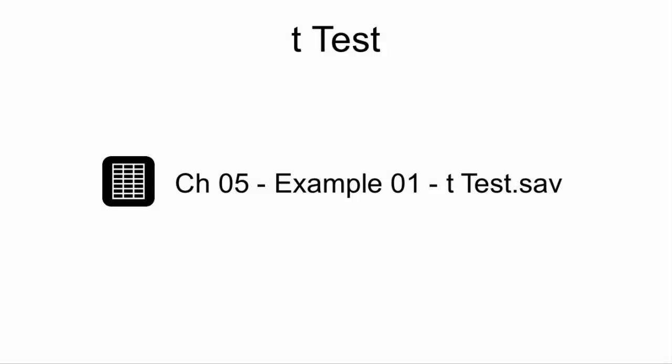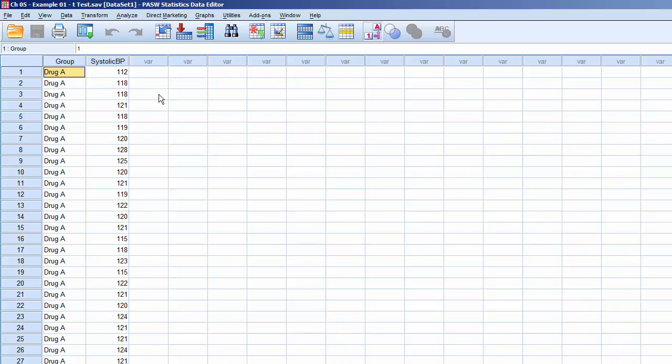This example uses the dataset CH05 example 01 t-test.sav. This dataset contains two variables. The first variable is group, which is a categorical variable containing two values. Group 1 gets drug A, and Group 2 gets drug B. The second variable is systolic BP. This is a continuous variable that contains the systolic blood pressure reading of each participant.